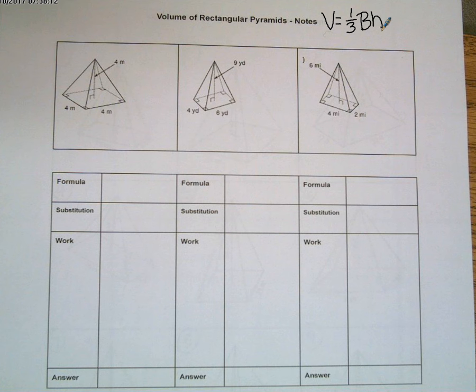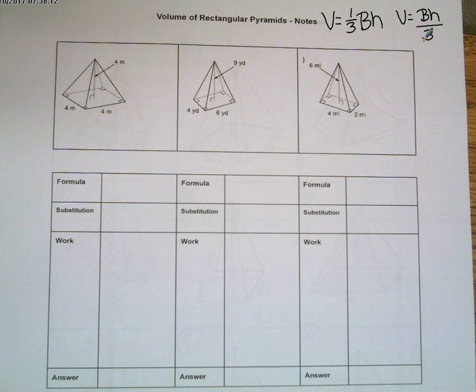All of these bases that you are going to have today are going to be either rectangles or squares, and we know to find the area of a rectangle or a square, we just do length times width or base times height. Another way we could write this formula, which may be easier for you to understand, is volume equals big B times H, and then divide that by 3.